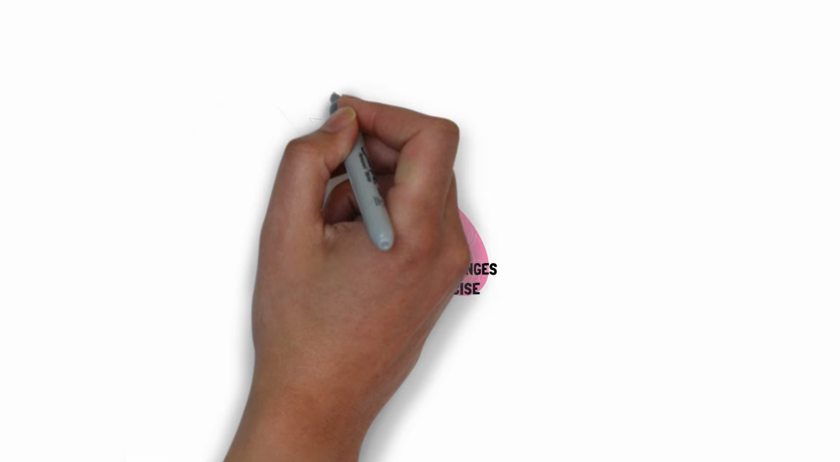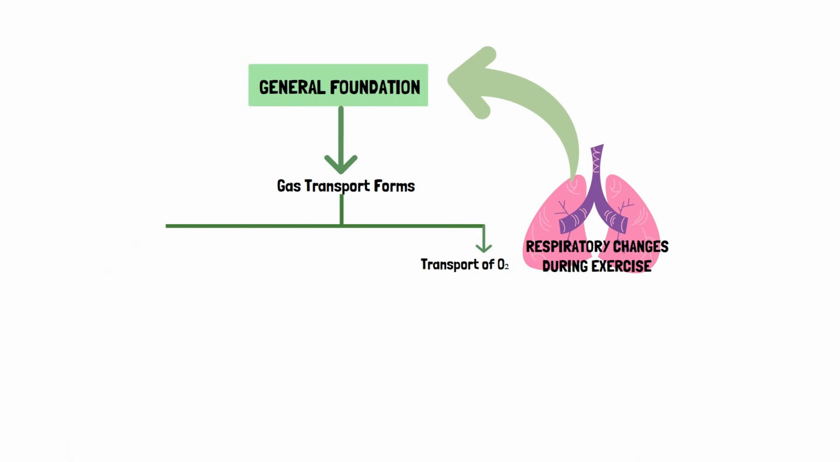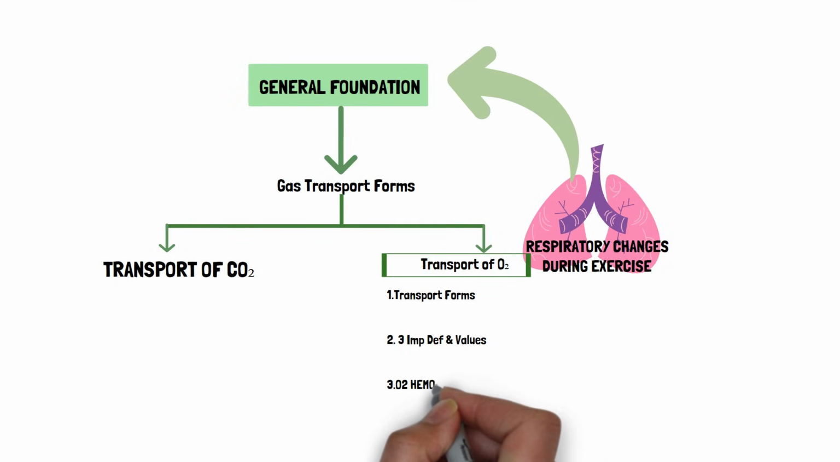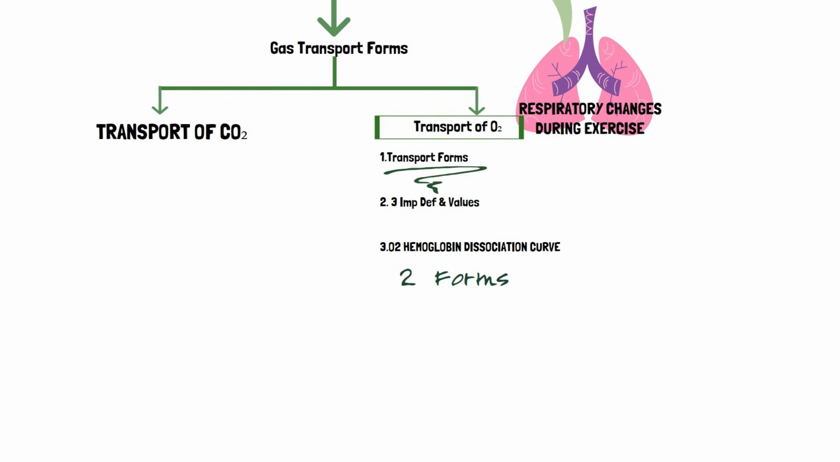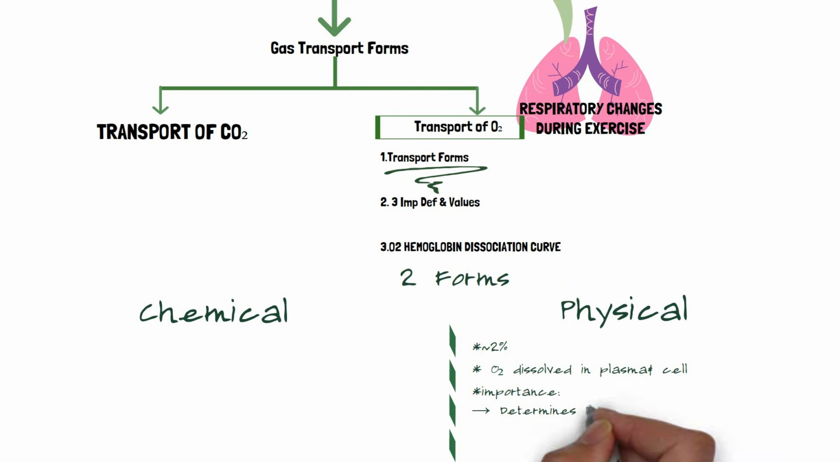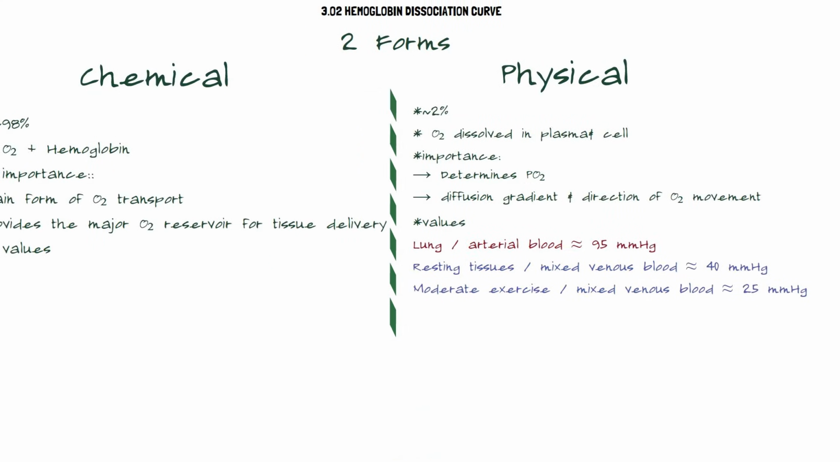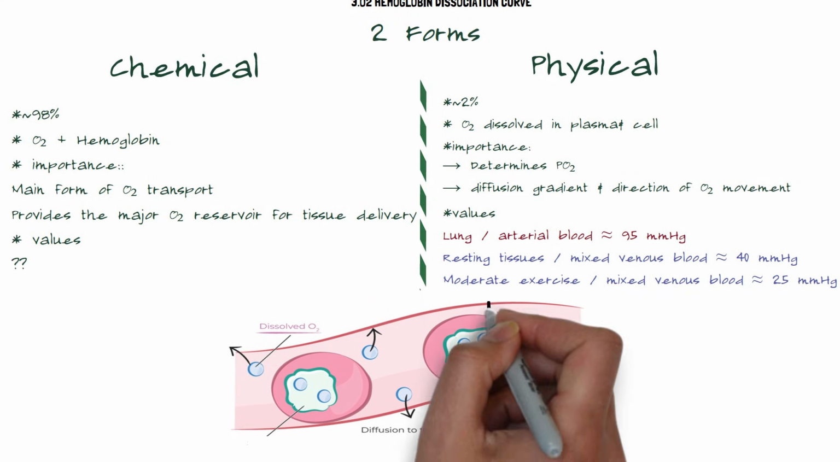And now we reached the end of today's MemoMap. Today we talked about the respiratory change during the exercise. First, we started with gas transport and the oxygen transport, which is divided into physical and chemical. The physical, a small amount dissolved in blood, determines the oxygen tension and the direction of diffusion. The chemical is the major amount binding to the hemoglobin, carrying most of the oxygen to the tissues.